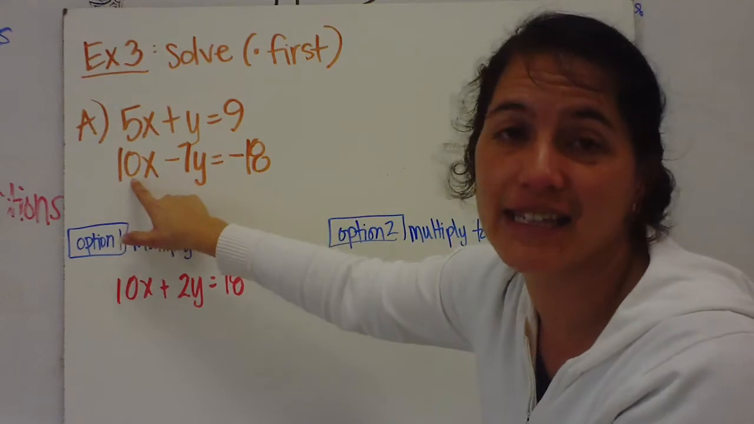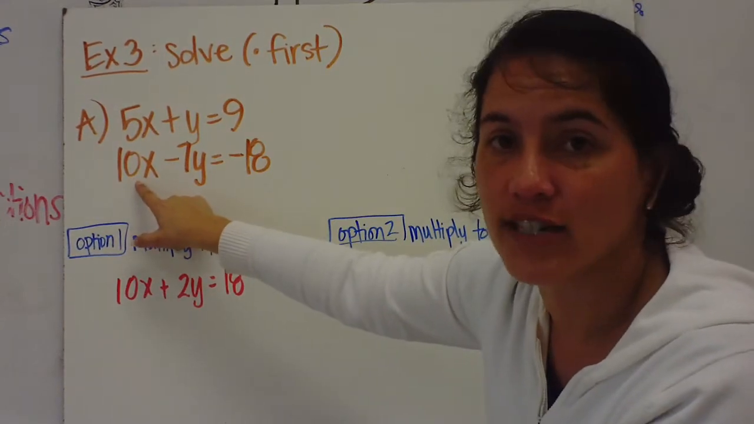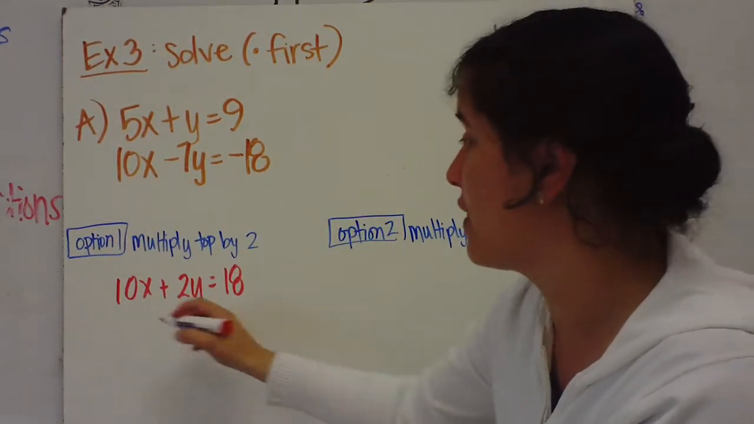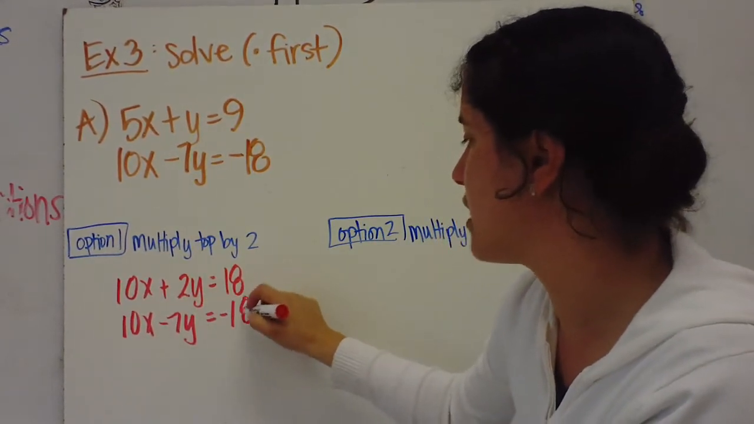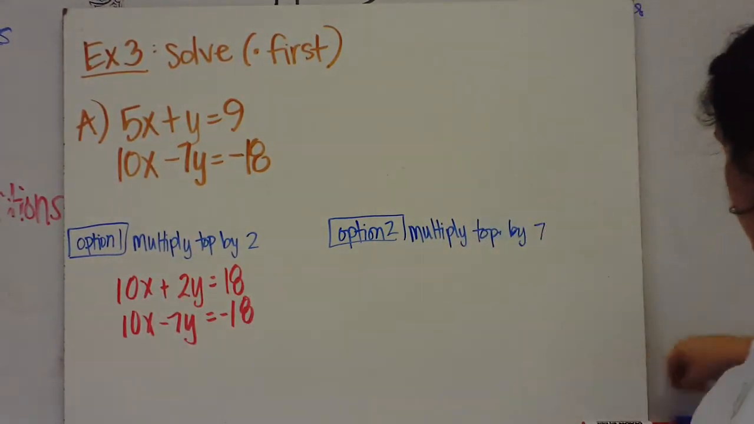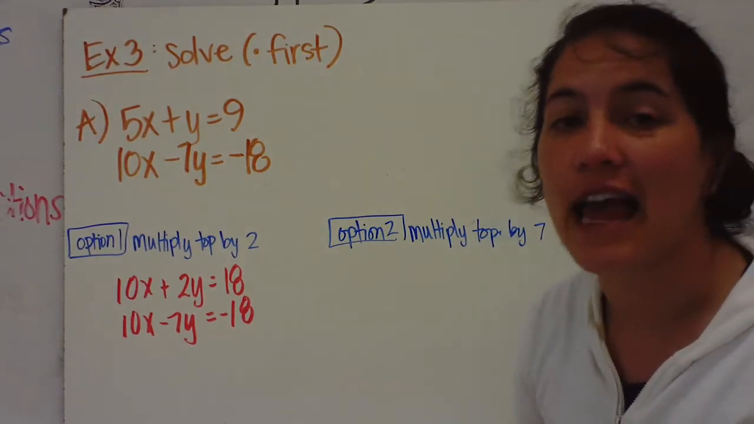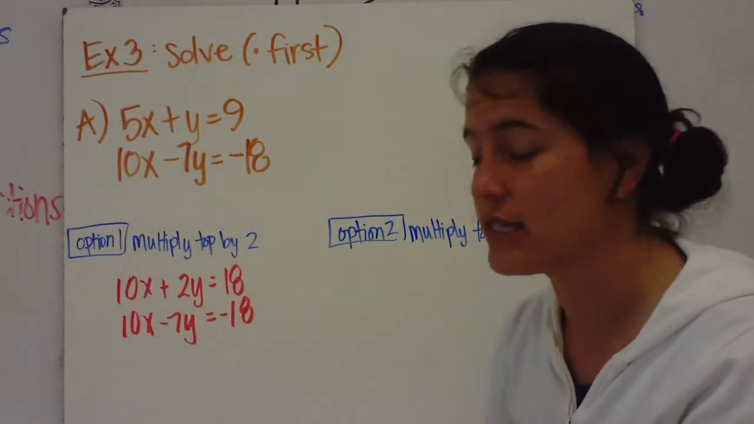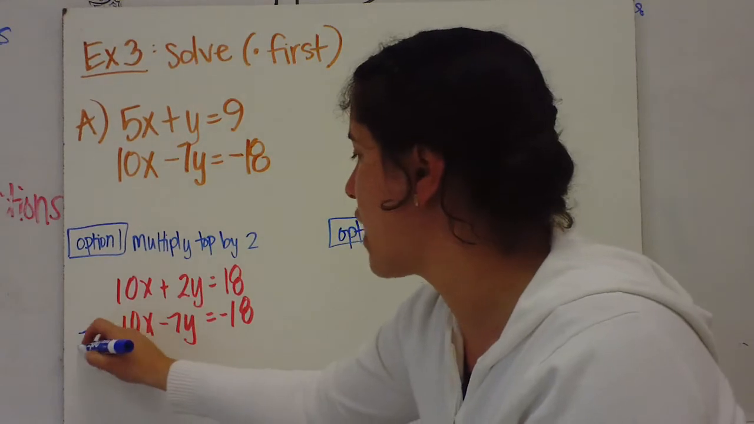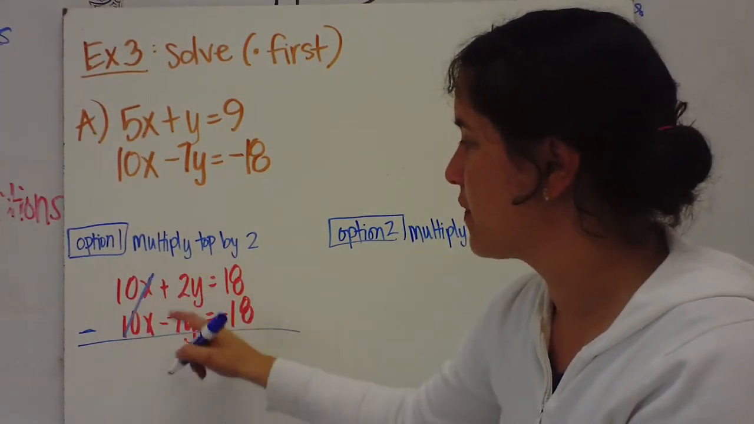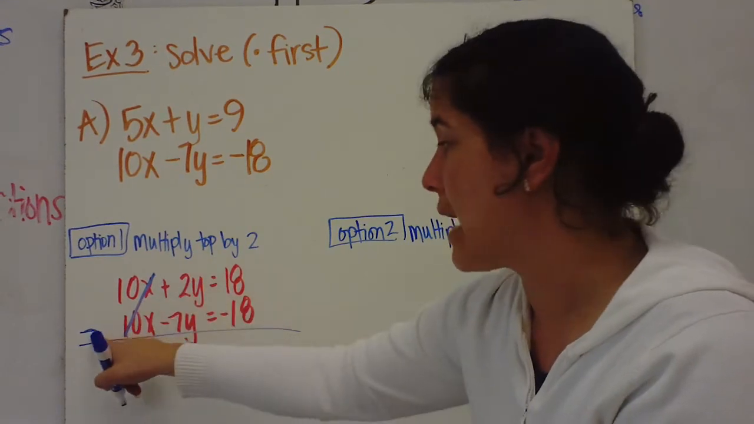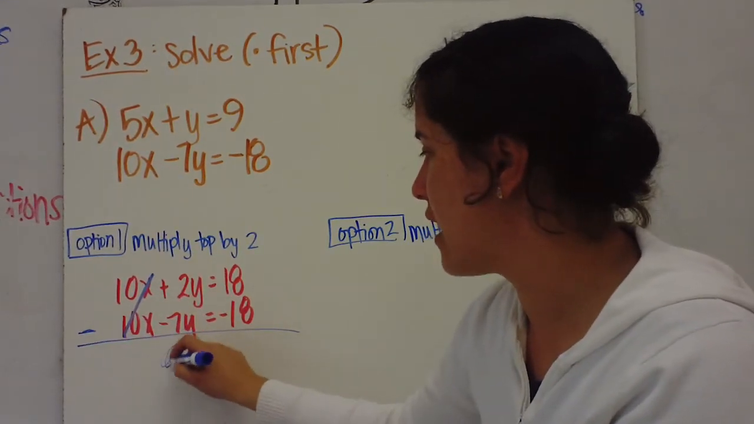This one already has a 10x, so I don't want to change that one. I just want to recopy that one down. 10x minus 7y equals negative 18. Since these are the same coefficients right here, 10x and 10x, that means I need to subtract them. 10x minus 10x is 0. 2 minus negative 7 is 9y.